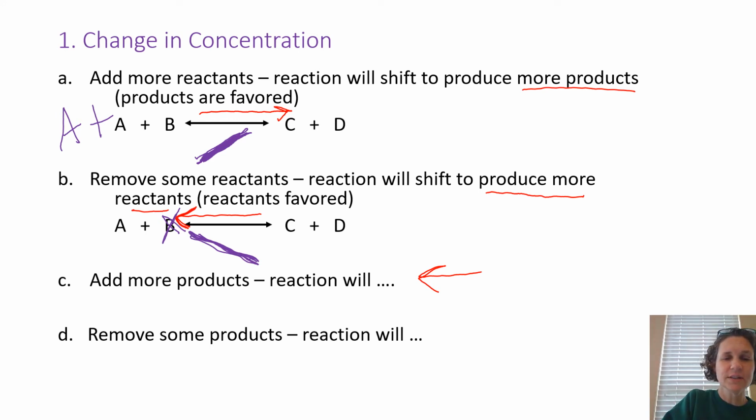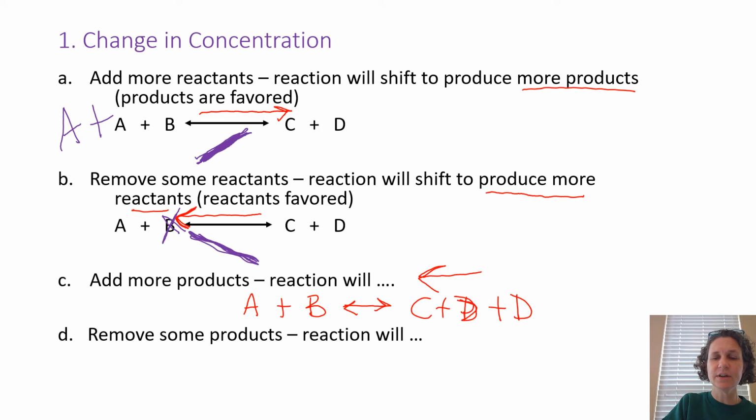So it's just like this reaction that we said before. A plus B, here's our double-headed arrow, is C plus D. If I'm adding more D over here, I'm heavy on this side, so it's going to shift away from that to produce more of the reactants.